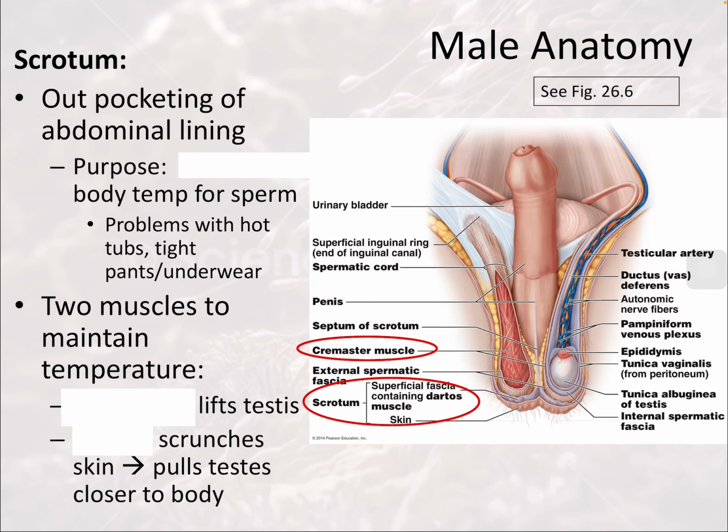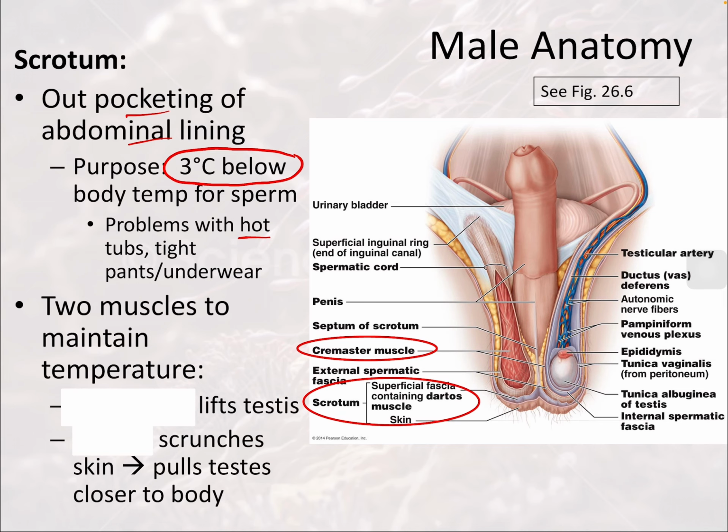Okay, so let's dive into a little bit of the male anatomy. So the scrotum is really just an outpocketing of the abdominal lining. And so really the testes need to exist outside of the abdomen. Okay, and the purpose for that, one of the purposes, is to keep the temperature a little bit lower than body temperature. Okay, and there's problems if testes are held too close to the body with very tight underwear at times, or sometimes with hot tubs and things like that, where testes undergo much hotter conditions than they're designed for. This can lead to some infertility problems.